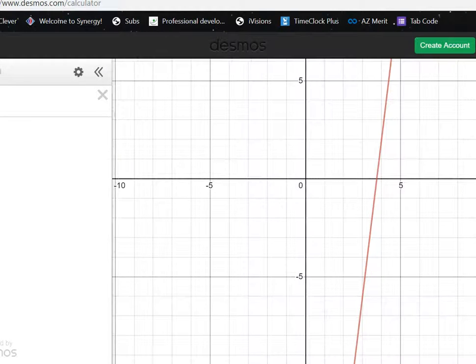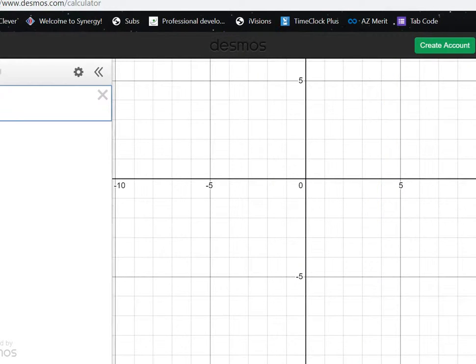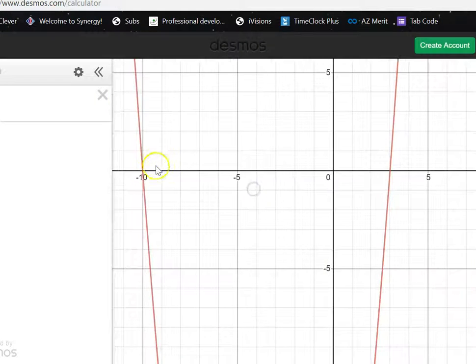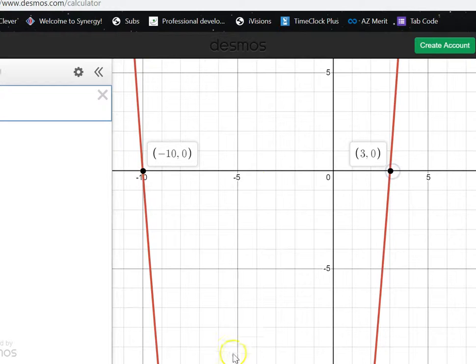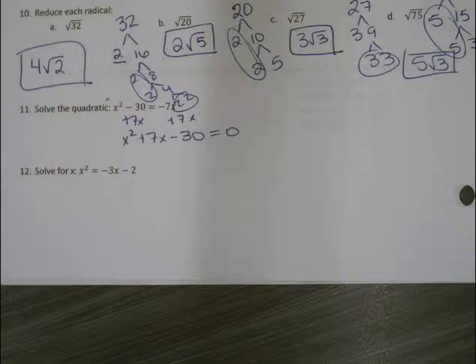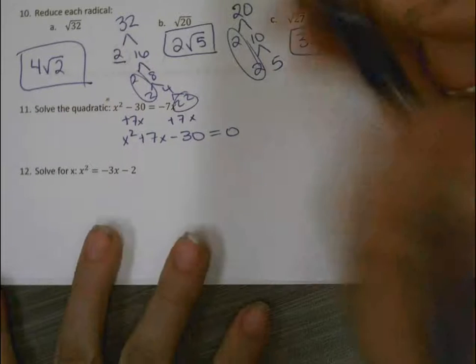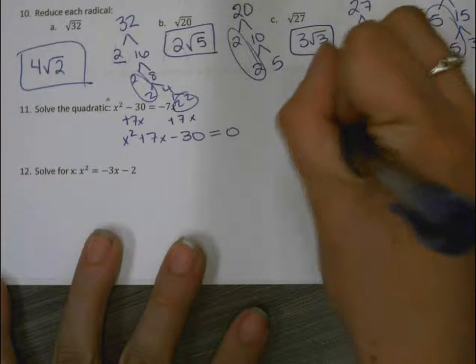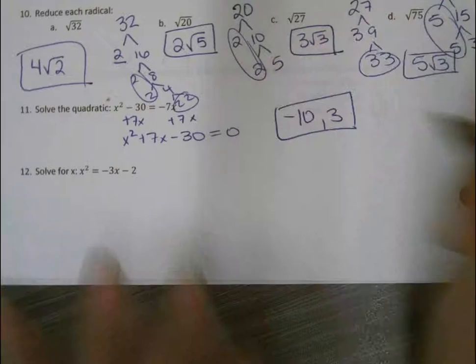And I forgot to tell my squared. So I'm looking for where it crosses. It crosses at -10 and +3. Remember, solutions are also the same thing as where it crosses the x-axis. So -10, +3.